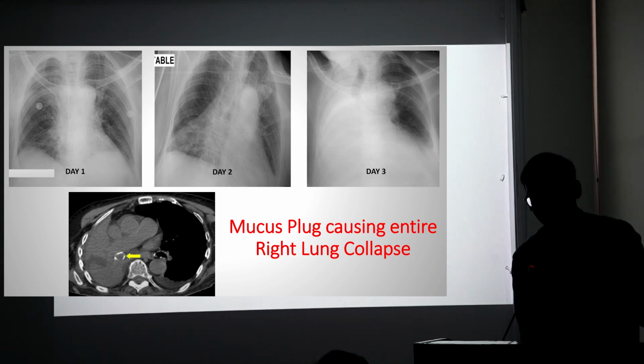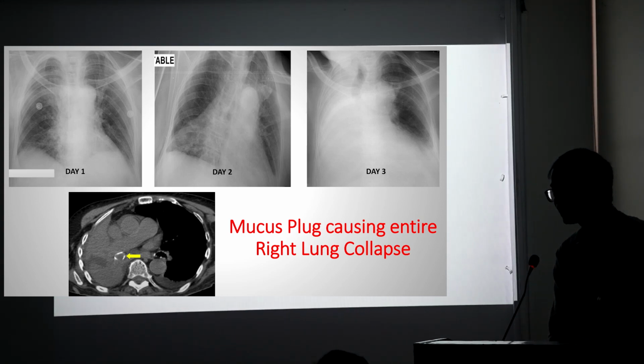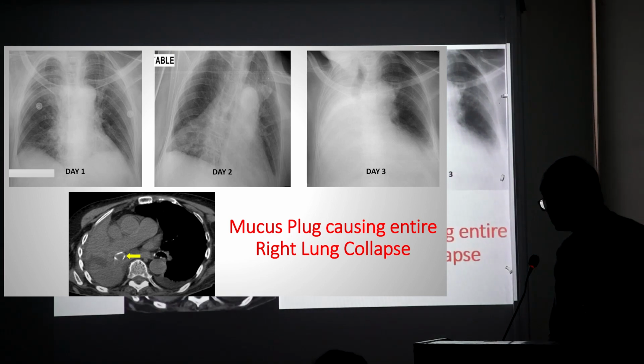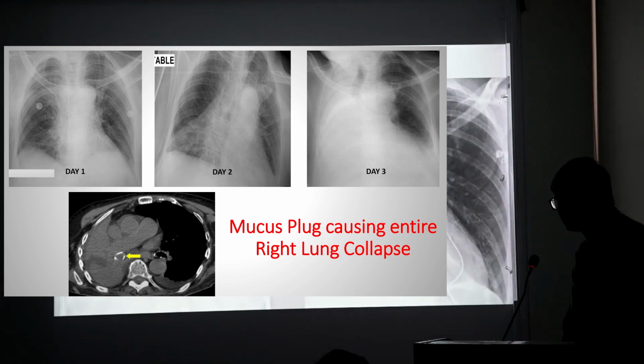Now this patient has come to the ICU with a lot of cough and expectoration. This is day 1, this is day 2 and this is day 3. What happened? Mucus plug causing entire collapse of the lung. So the patient needs to undergo bronchoscopy with airway toileting to relieve the obstruction.